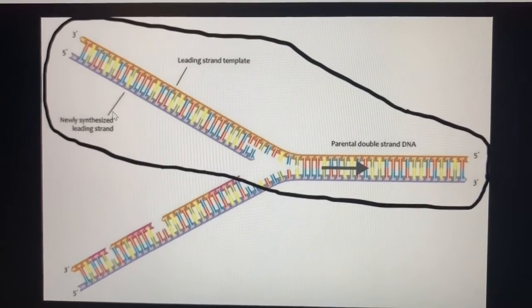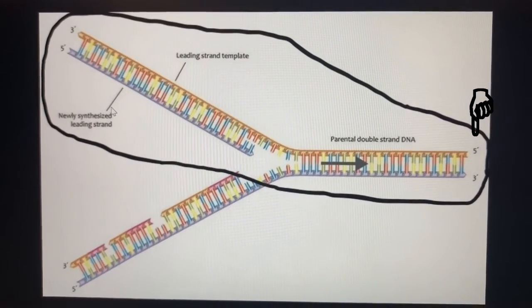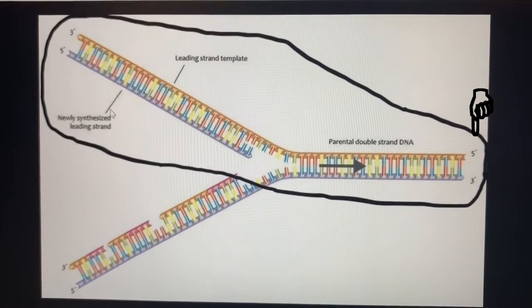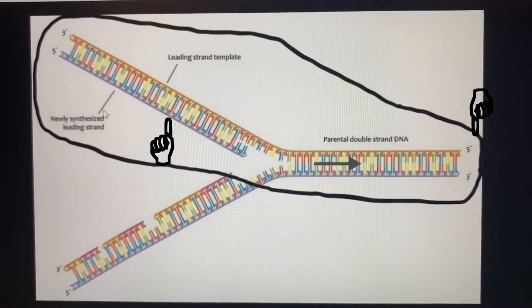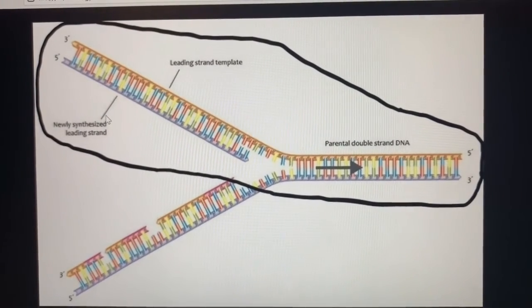Now say the old DNA strand is opening towards the 5' end. DNA polymerase III can drive into the opening of the replication fork and continuously make DNA without stopping. This is called the leading strand.